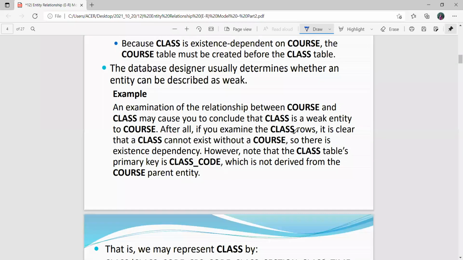After all, if you examine the class row, it is clear that class cannot exist without a course. So there is an existence dependency. So this is known as an existence dependency. That means class cannot exist without the course.